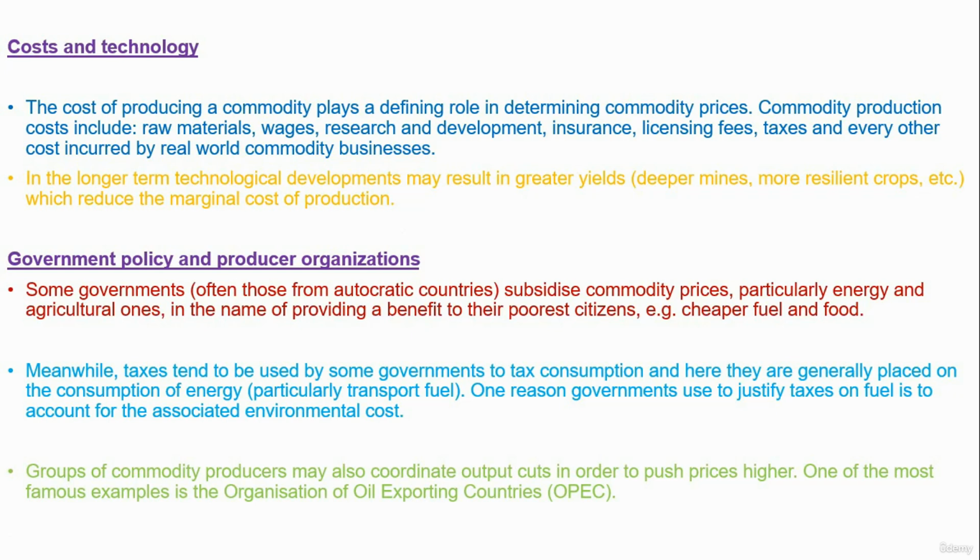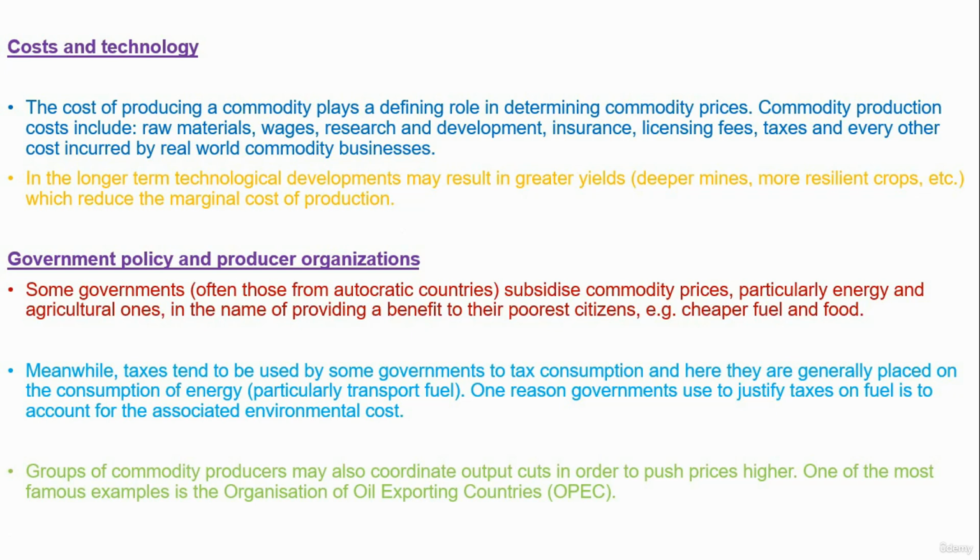Here the cost of producing a commodity plays a defining role in determining commodity prices. Commodity production has raw materials, wages, research and development, insurance, financing fees, taxes, and every other cost incurred in the real-world commodity business. So the third is government policy and producer organization.